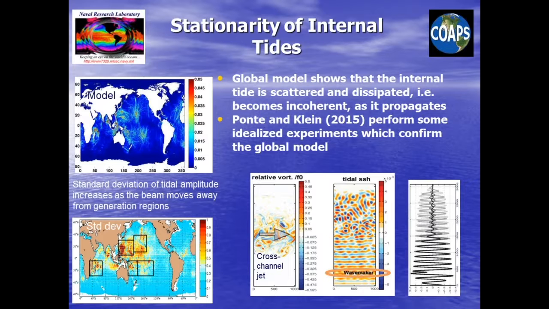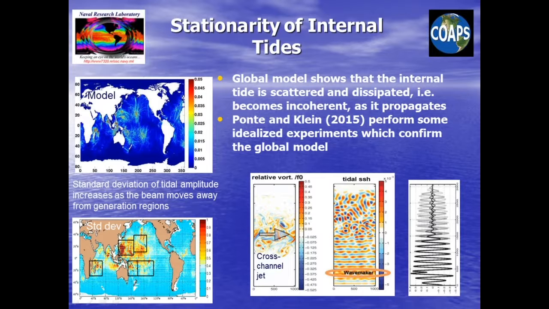There's an experiment that was done by Ponte and Klein. They did an idealized experiment with a little channel, and in the channel they have an unstable jet going across, generating lots of eddies. They put a wave maker in there that generates an internal tide, and it propagates across. If you look at the signal, near the wave maker you've got these nice plane fronts that come across. They hit the eddies, and all of a sudden it becomes this very chaotic sort of thing.